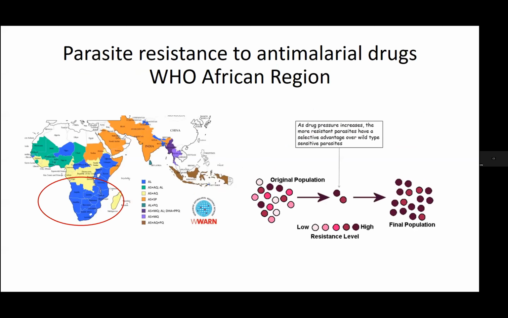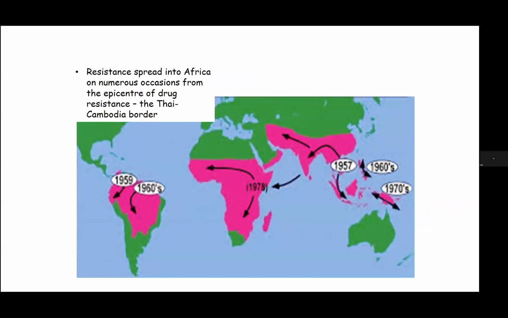So why has the emergence of artemisinin resistance been labeled as a threat? If you look at the graph on the left-hand side, and you look at sub-Saharan Africa, the first-line treatment recommended, all of these countries use artemisinin combination therapies, including South Africa. We know that genetic mutations are random events, but that with increased drug pressure, the more resistant parasites have a selective advantage over wild-type sensitive parasites.